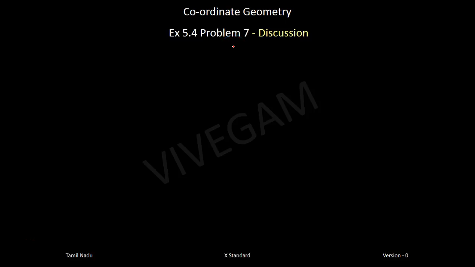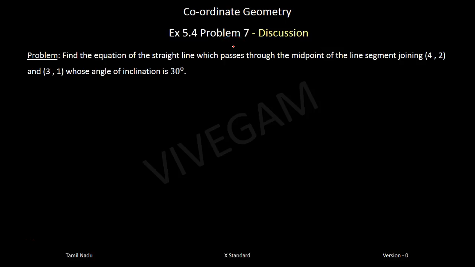Exercise 5.4, Problem 7, Discussion. Find the equation of the straight line which passes through the midpoint of the line segment joining (4, 2) and (3, 1), whose angle of inclination is 30 degrees. So what do they say in this problem?